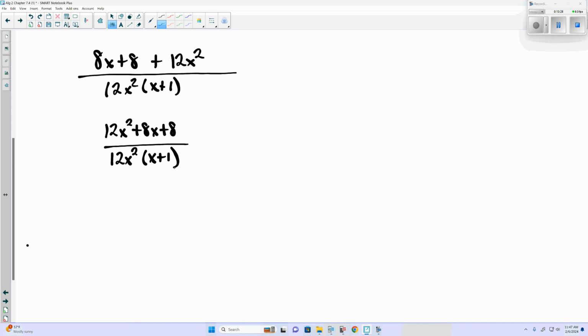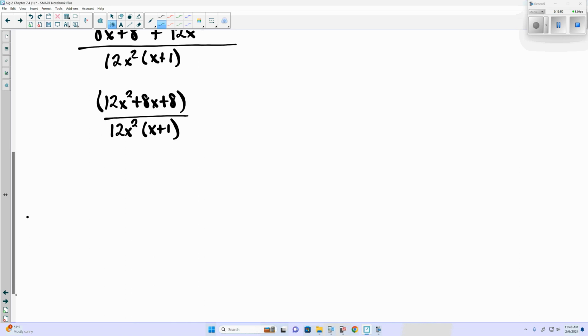We cannot cross out the 12x squared and 12x squared on top and bottom. Because in the numerator, 12x squared plus 8x plus 8, that is one term. They're all connected together. We can only simplify out if 2 things are being multiplied. And those multiplications are the same on top and bottom. But there is some simplifying we can do here.